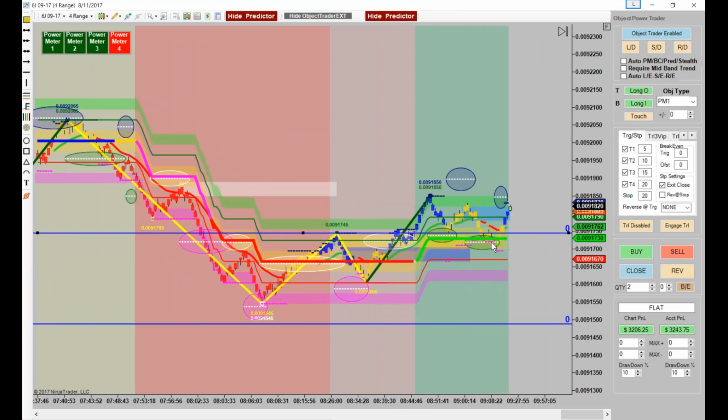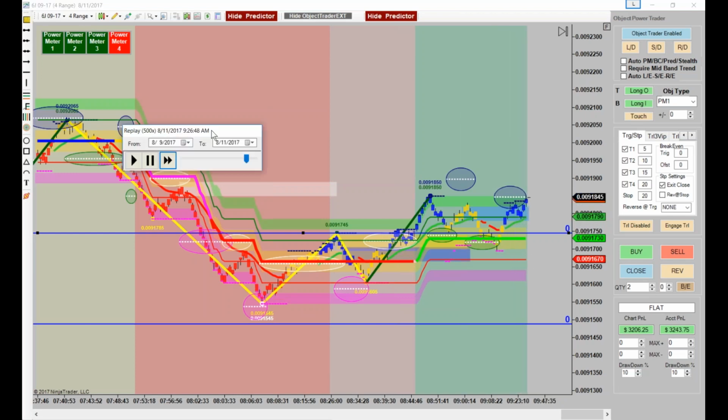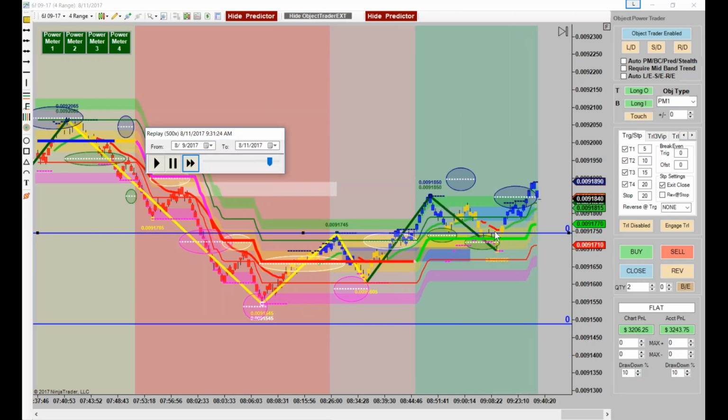Right? See there? And it even bounces right off predictors, gives you other trades. I got it, like I say, going way too fast to trade, but you can see it doing it in real time.